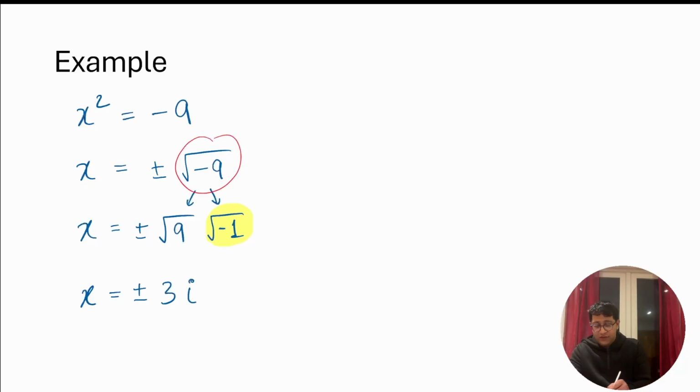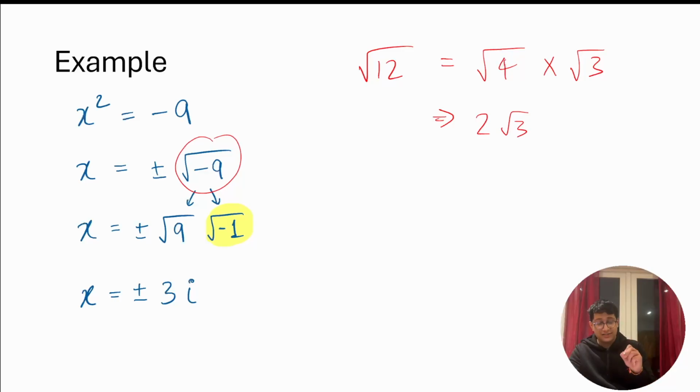Now, if you're unfamiliar with what I've done in this step, essentially, surds have the special property that the square root of 12 is the same as the square root of 4 times the square root of 3, right? So we can simplify the square root of 12 to be 2 root 3. In a very similar way, the square root of minus 9 can be rewritten as the square root of 9 times the square root of minus 1.